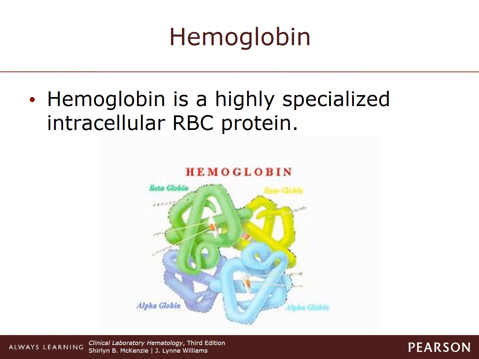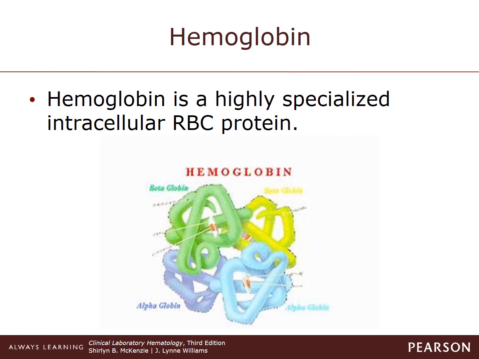Its function is to transport oxygen from the lungs to the tissues and facilitate the carbon dioxide transfer from the tissue to the lungs. It occupies 33% of the volume of the red cell, and it accounts for 90% of the red cell's dry weight. Each cell contains about 28 to 34 picograms of hemoglobin, and this is measured by the red blood cell index, MCH.